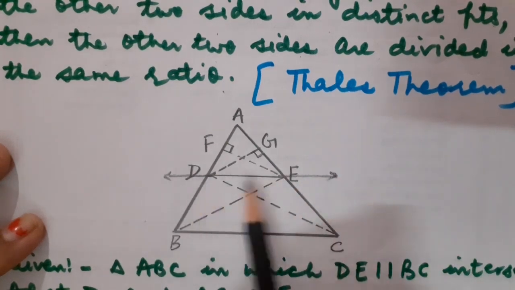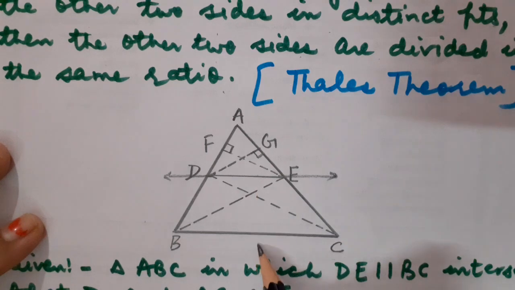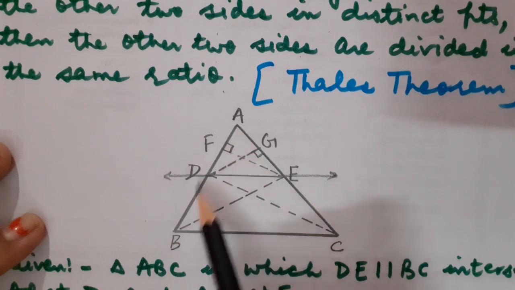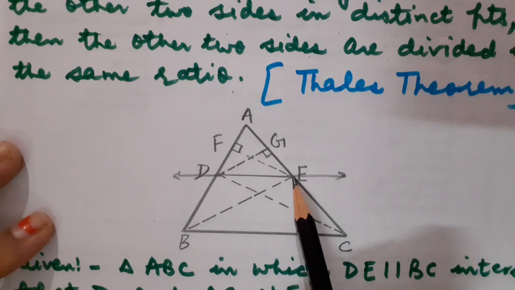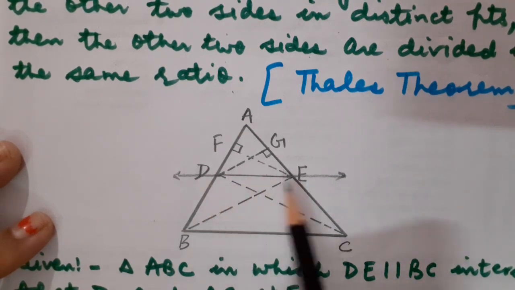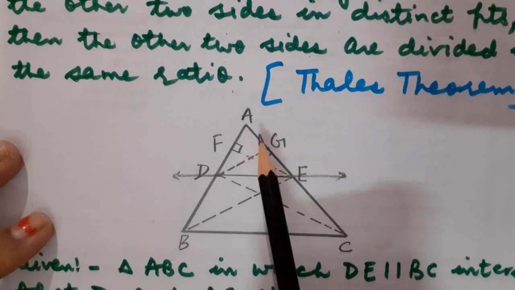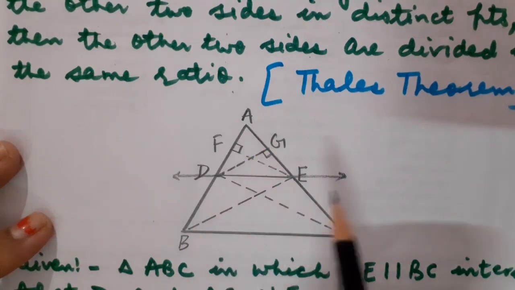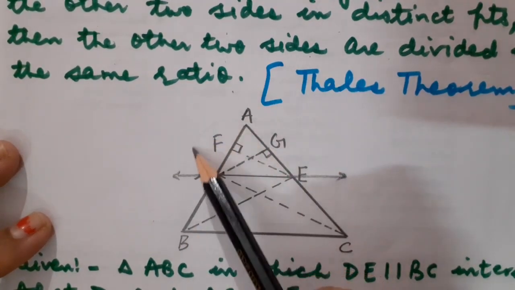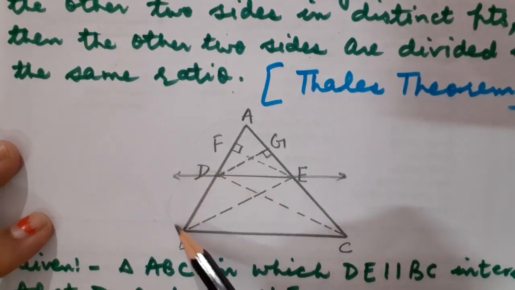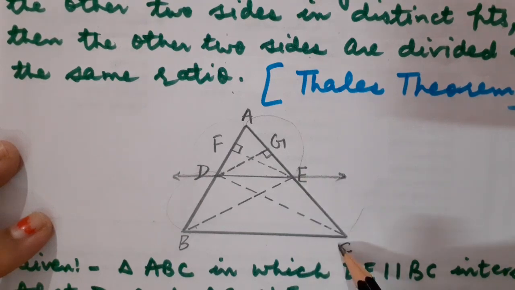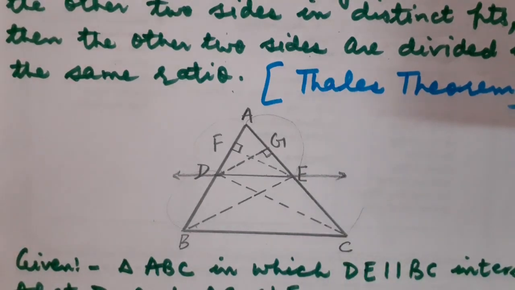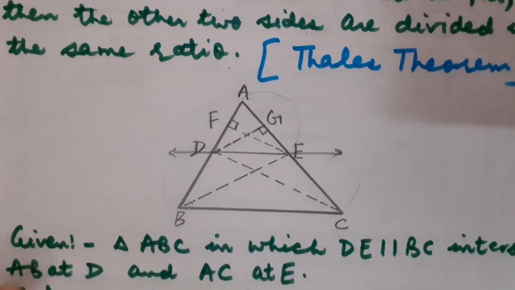So a line is parallel to one side of a triangle. Here you can see that DE is parallel to BC, intersecting the other two sides of the triangle at points D as well as E. These are two distinct points. Distinct means different. Then the other two sides are divided in the same ratio, which means I have to prove that AD upon DB must be equal to AE upon EC. Got it?